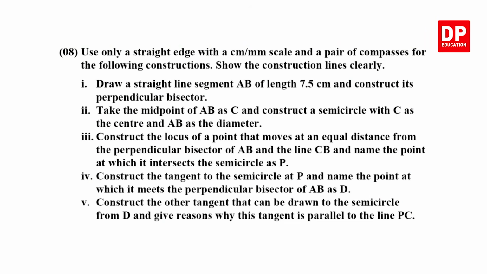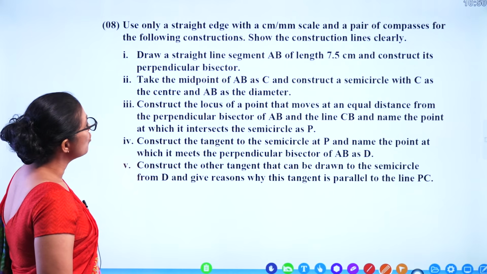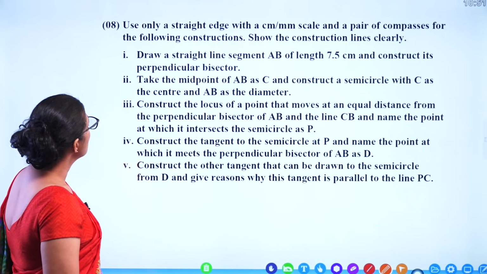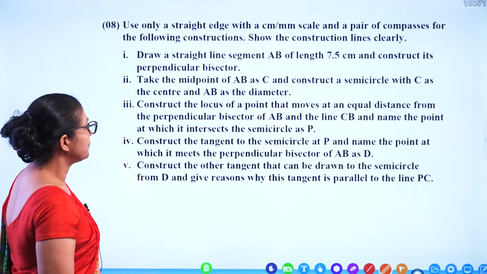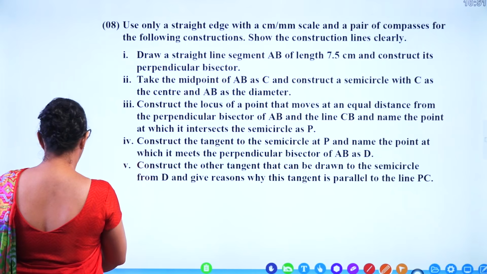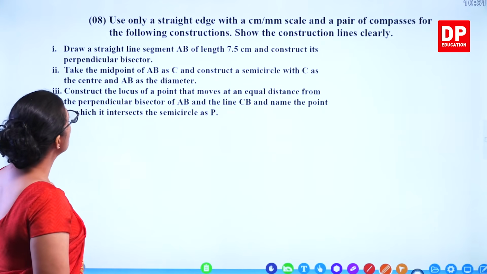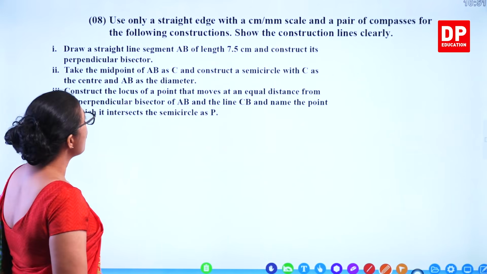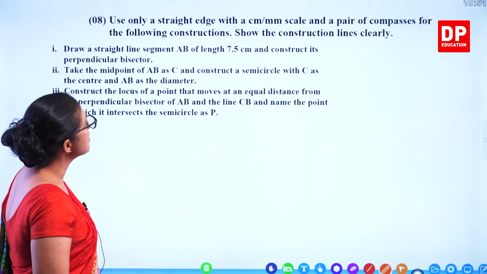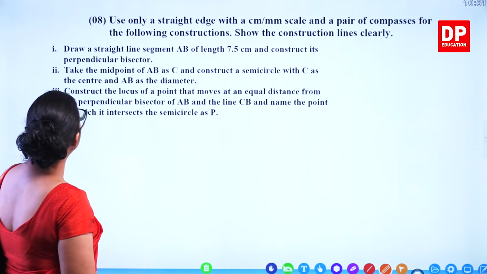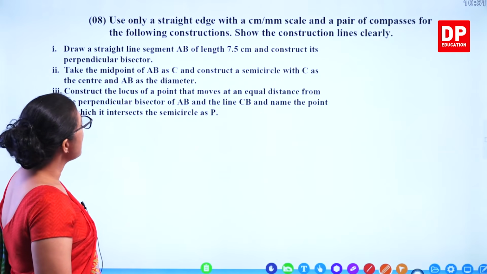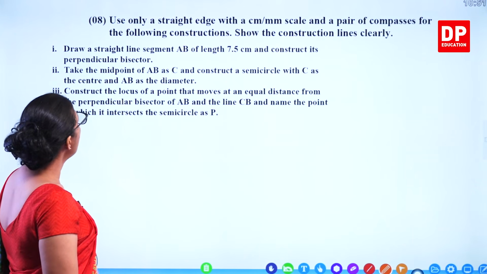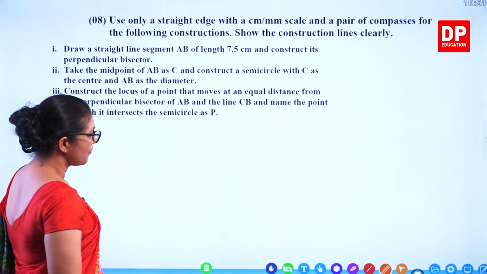Now you can try question number 8. You need the compass and the ruler. You get 5 parts for that, so we'll do the first one. Use only a straight edge with centimeter millimeter scale and a pair of compasses for the following constructions. Show the construction lines clearly. Draw a straight line segment AB of length 7.5 centimeters and construct its perpendicular bisector. So we'll do that.